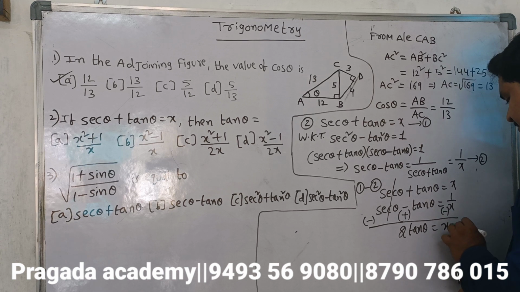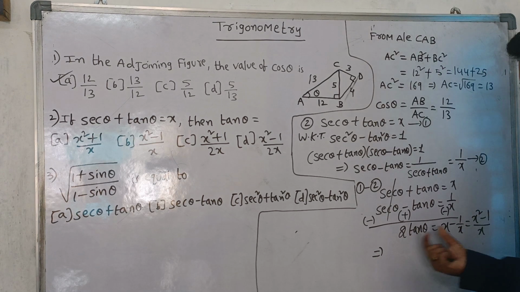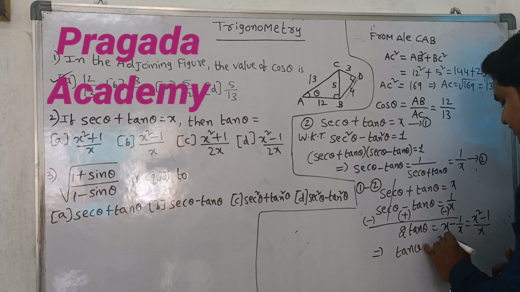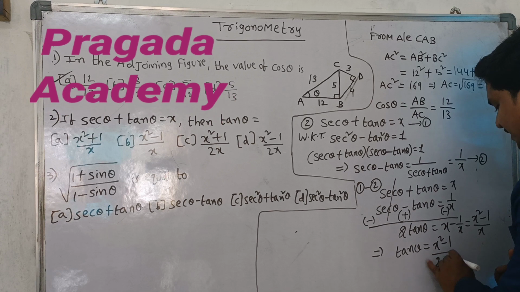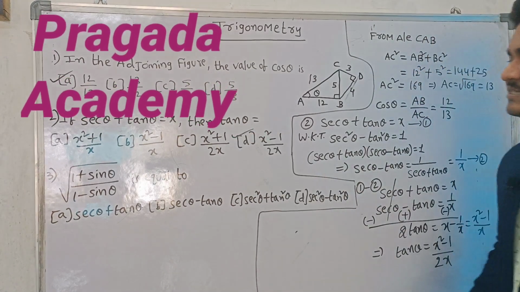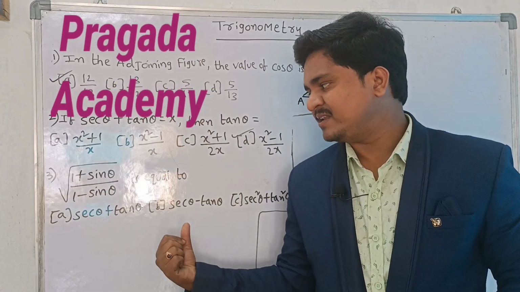minus 1 by x. If you take the LCM, x into x, x square minus 1 by x. Multiplication coming to the right side becomes division, so 2 goes to the right side as divided by 2. So tan theta is equal to x square minus 1 by 2x. Which option is there? x square minus 1 by 2x. Option D is correct.